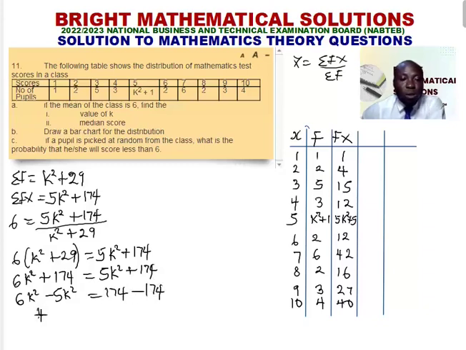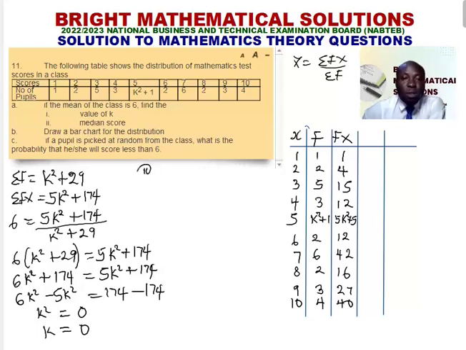So this becomes k squared equals 0. Therefore k equals 0. So if we find the square root of k squared, that gives us k. So the value of k is 0.